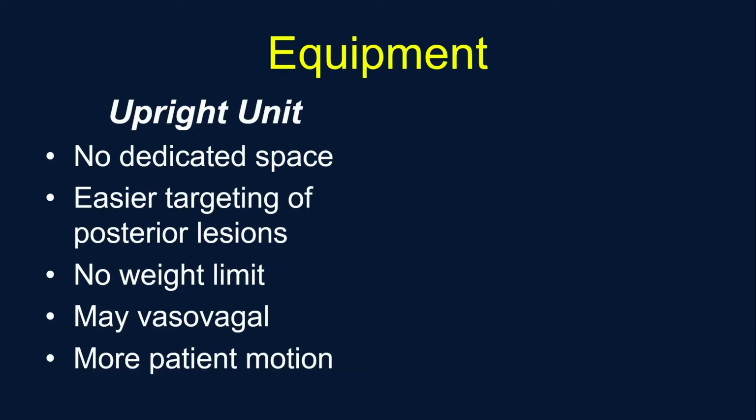Now, the upright unit has some advantages. You don't need a dedicated space because it's just added onto the conventional mammography equipment that you already own. It does have advantages for very posterior lesions. Overall, there's really no weight limit except for the weight limit of what your chair can support. But patients do tend to potentially have slightly higher risk of vasovagal reactions, and they potentially are going to move a little bit more if you're doing it with an upright system.